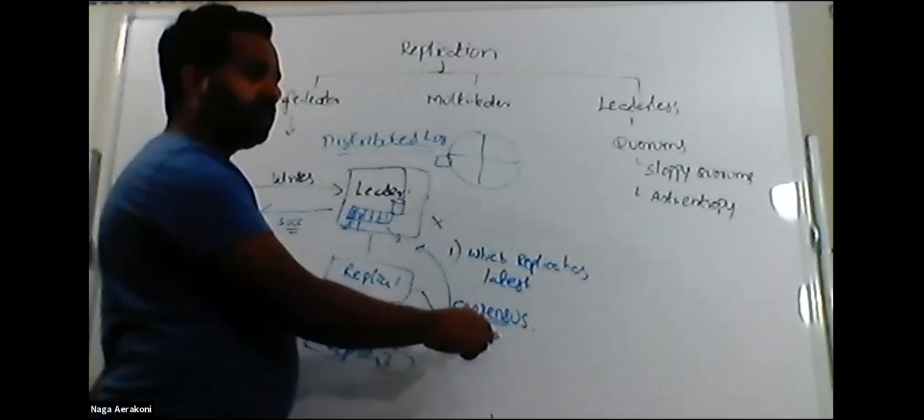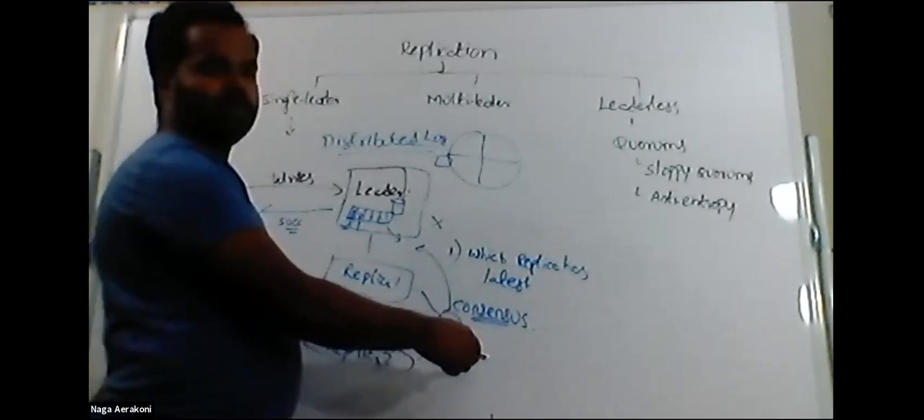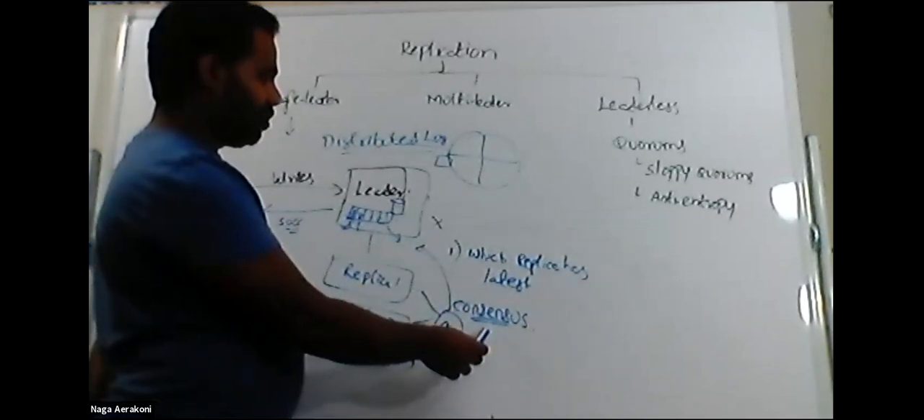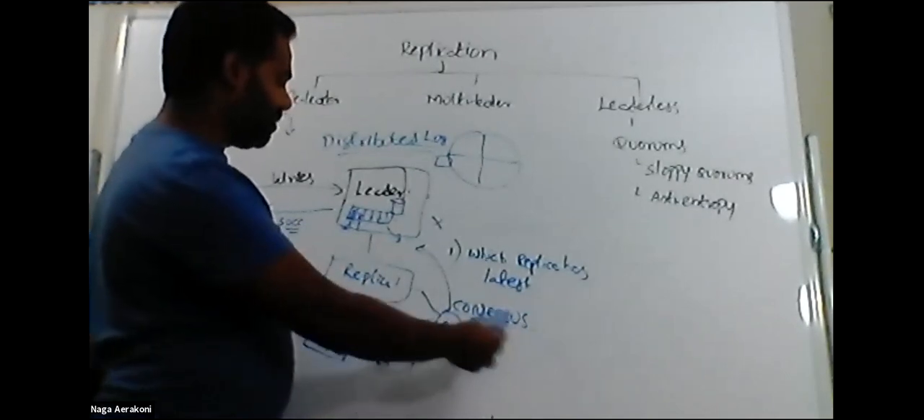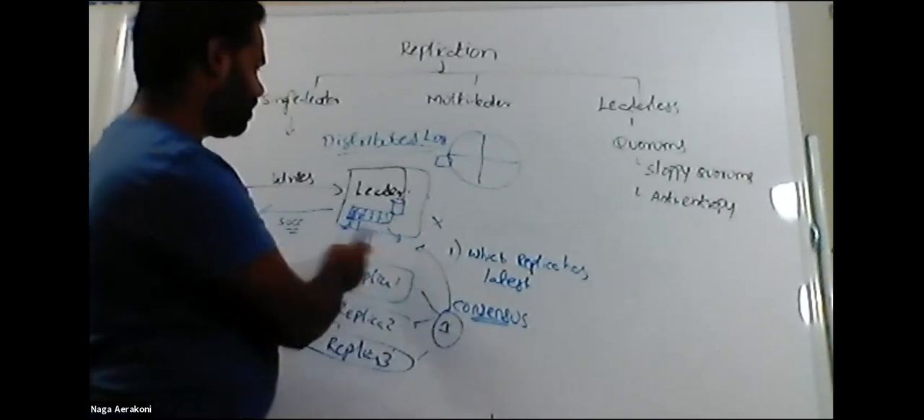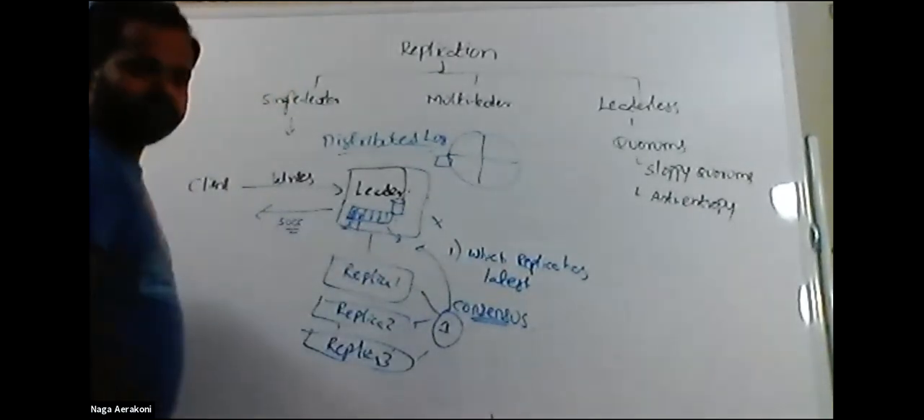So this is again a new topic which we can go into in depth, and it takes time to understand. So you just assume that the nodes agree on some consensus and one of them becomes the new leader and takes over.